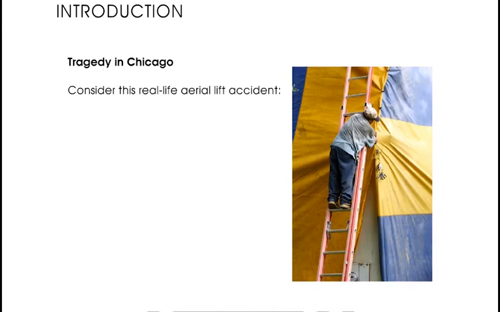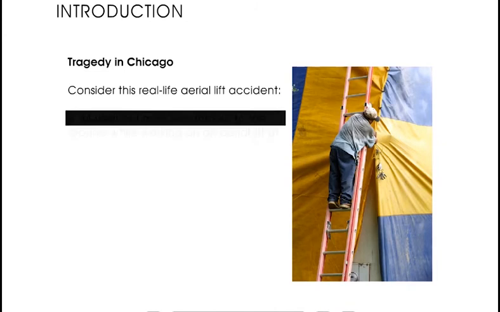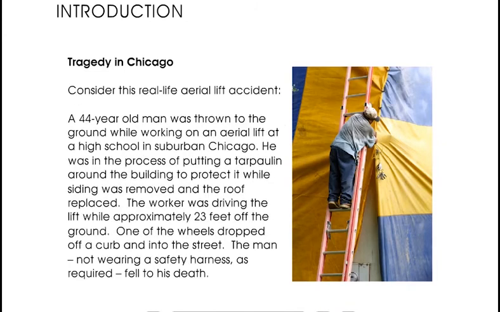Consider this real-life aerial lift accident. A 44-year-old man was thrown to the ground while working on an aerial lift at a high school in suburban Chicago. He was in the process of putting a tarpaulin around the building to protect it while siding was removed and the roof replaced. The worker was driving the lift while approximately 23 feet off the ground. One of the wheels dropped off a curb and into the street. The man, not wearing a safety harness as required, fell to his death.